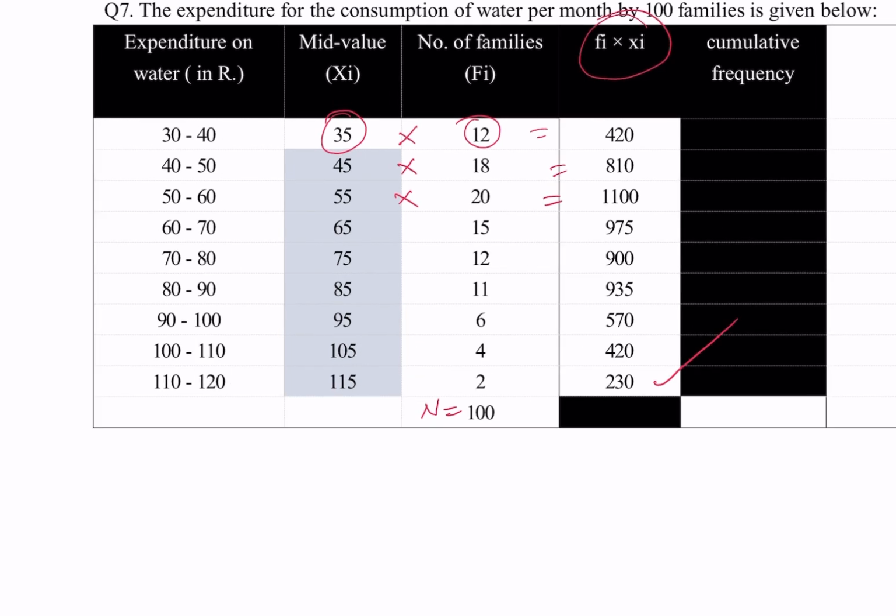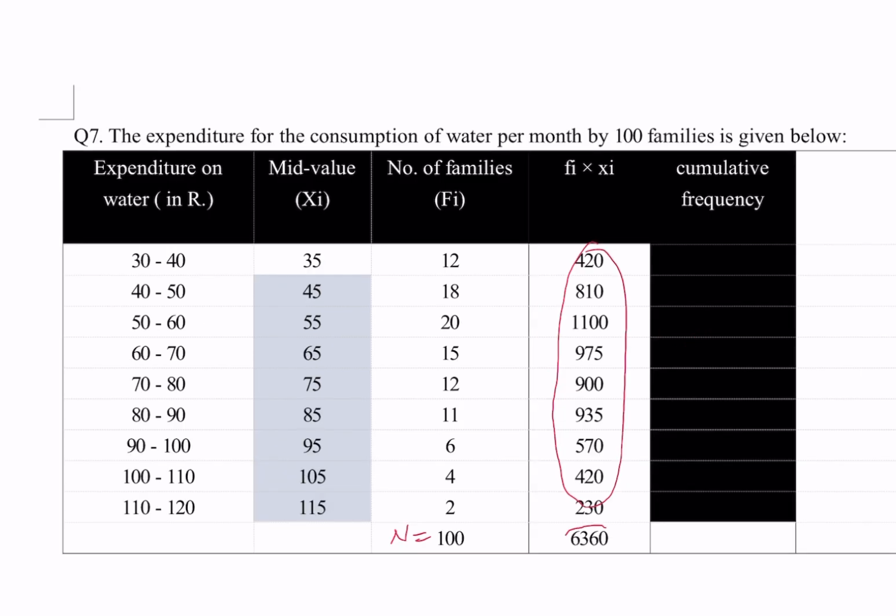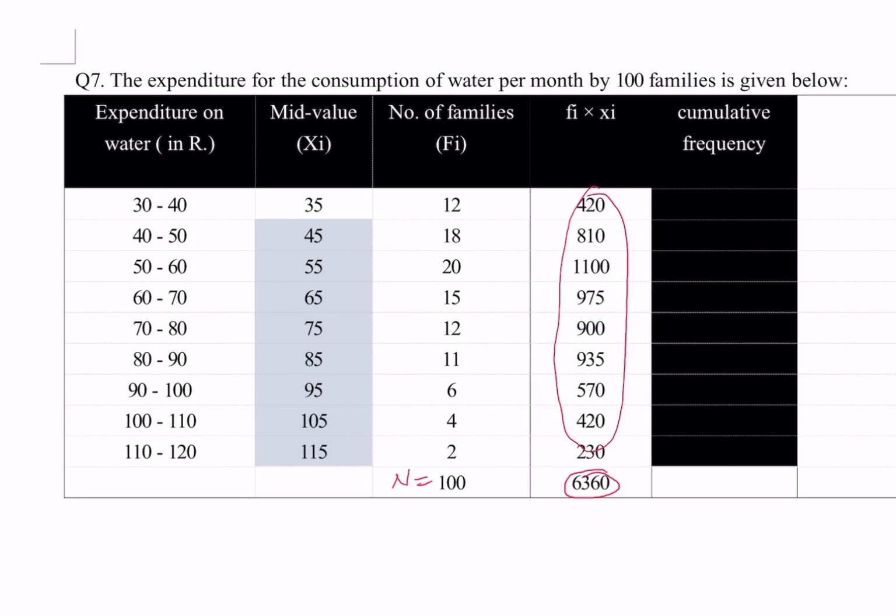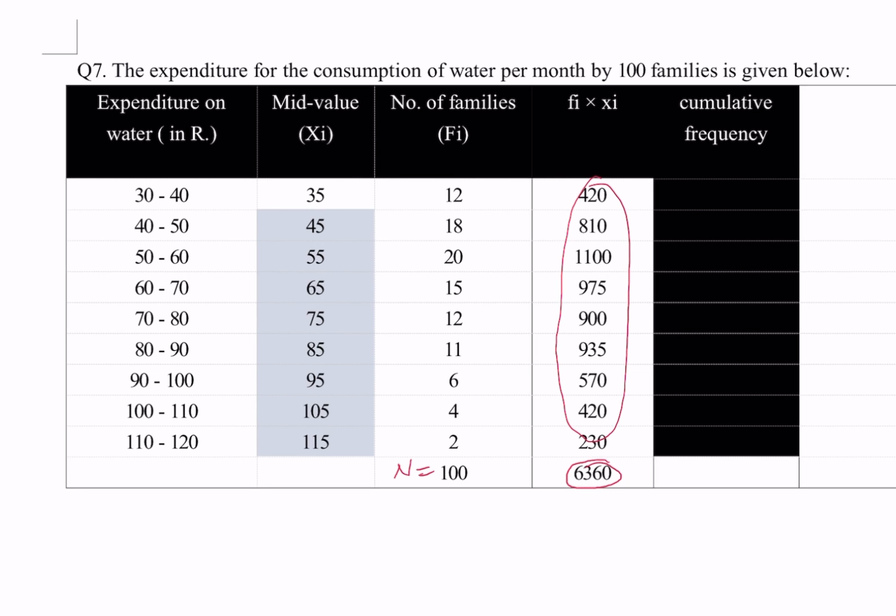Now we have to add all of these values. Let us add them. How much do we get? We get 6360. So I have added them for you. How do we denote this one? I think you guys remember. Summation, i goes from 1 to n, fi xi equals 6360. This is the value.